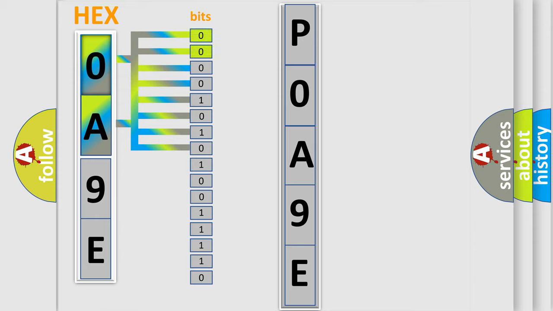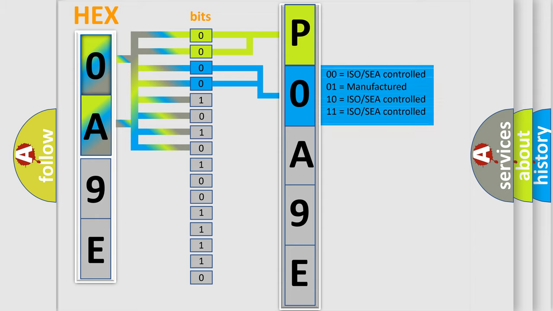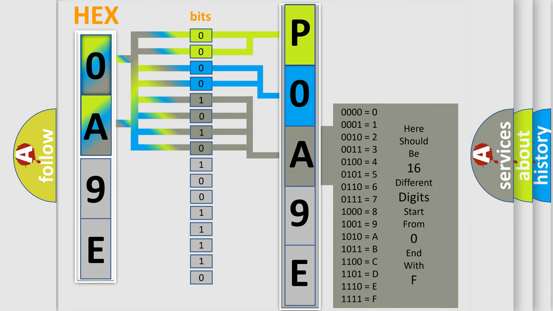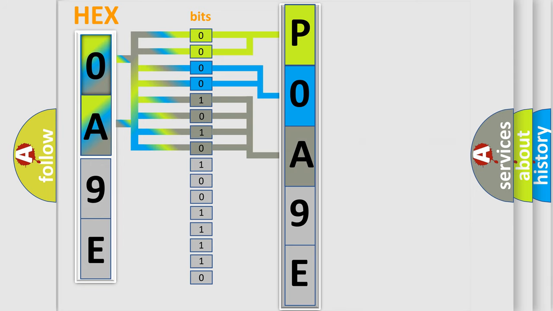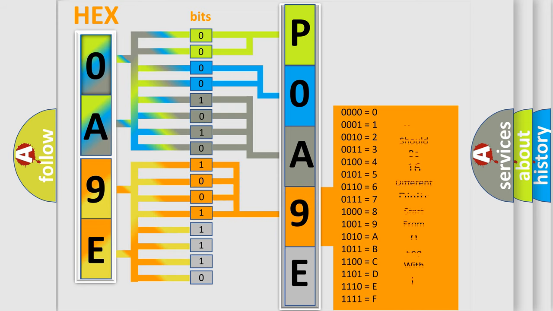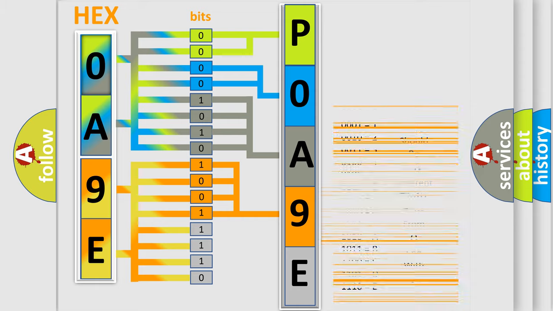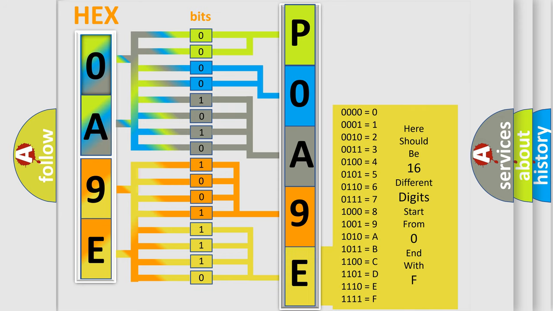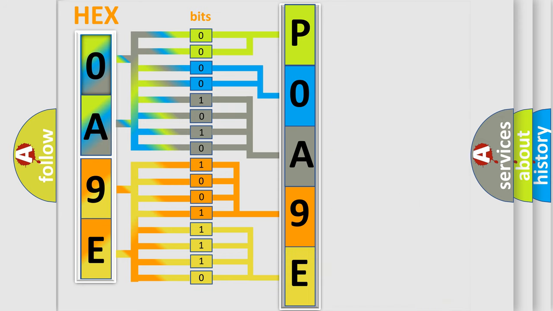By combining the first two bits, the basic character of the error code is expressed. The next two bits again determine the second character. The last bit styles of the first byte define the third character of the code. The second byte is composed of a combination of 8 bits. The first 4 bits determine the fourth character of the code, and the combination of the last 4 bits defines the fifth character. A single byte conceals 256 possible combinations. We now know in what way the diagnostic tool translates the received information into a more comprehensible format.